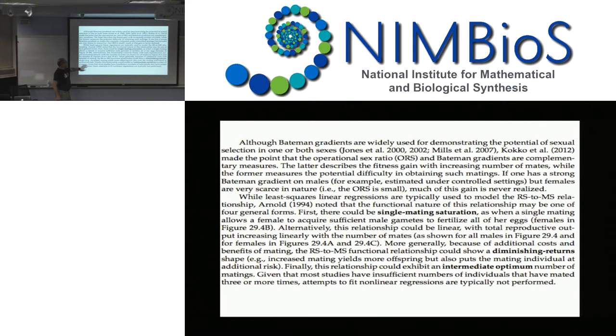Then you can get an intermediate optimum, whereby the work of getting all those extra mates may lead to more offspring, but you also may put yourself at risk for viability effects, and in those cases, you get an intermediate optimum. Usually, we can't distinguish these because these require lots of observations beyond having zero or one matings. These nonlinear terms require lots of data on two, three, and four matings, and usually that's not available, so we really can't distinguish if these occur. Furthermore, these would only be important if some fraction of the population does indeed get more than, let's say, two mates.